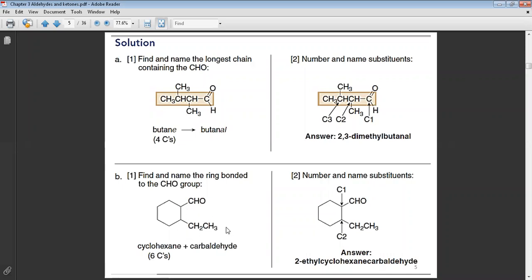Now we have an ethyl on carbon number 2. It will be 2-ethylcyclohexane carbaldehyde. Look here, carbaldehyde is related to the cyclo ring. Because it is a cyclo compound, it will be carbaldehyde. Here with al, that means we don't have any cyclo. Okay, do you understand this?